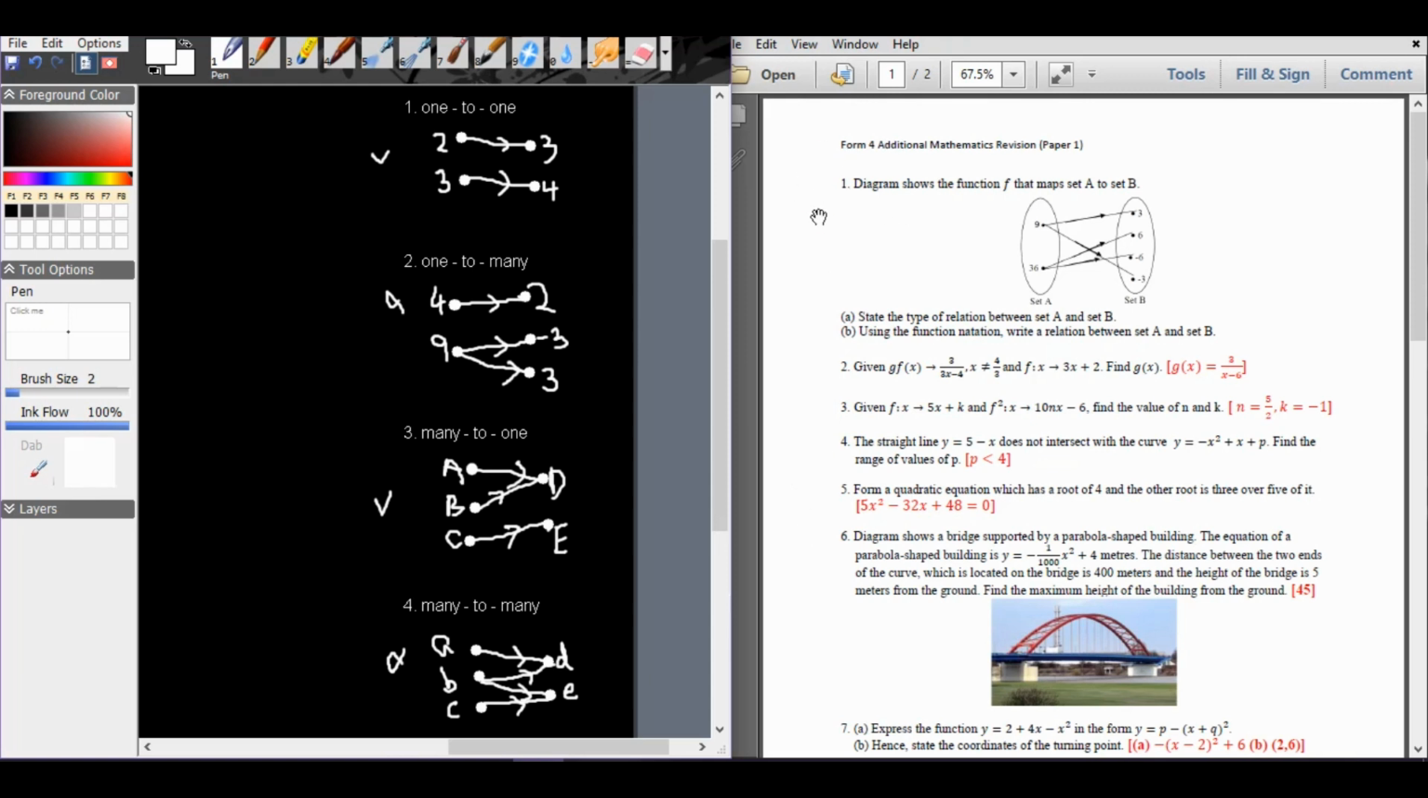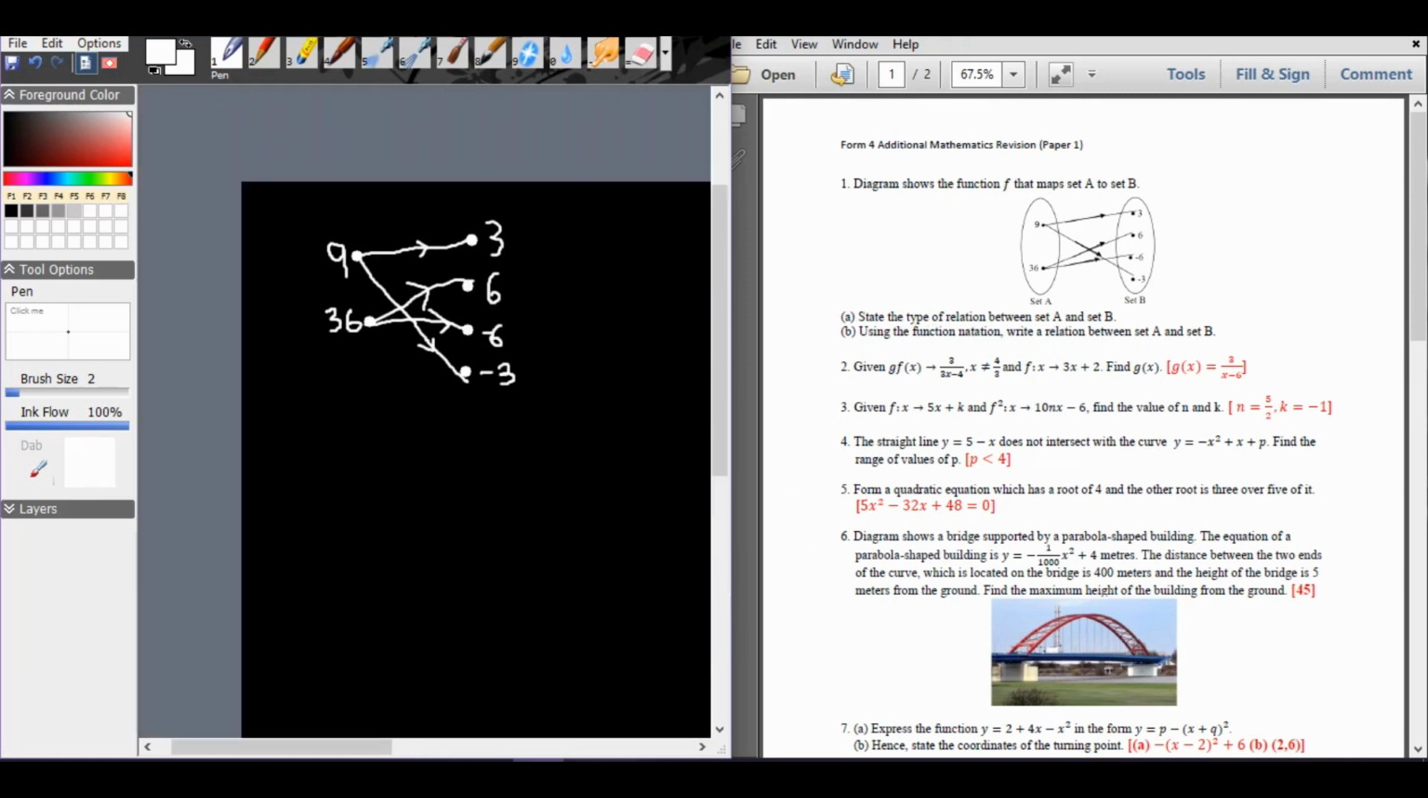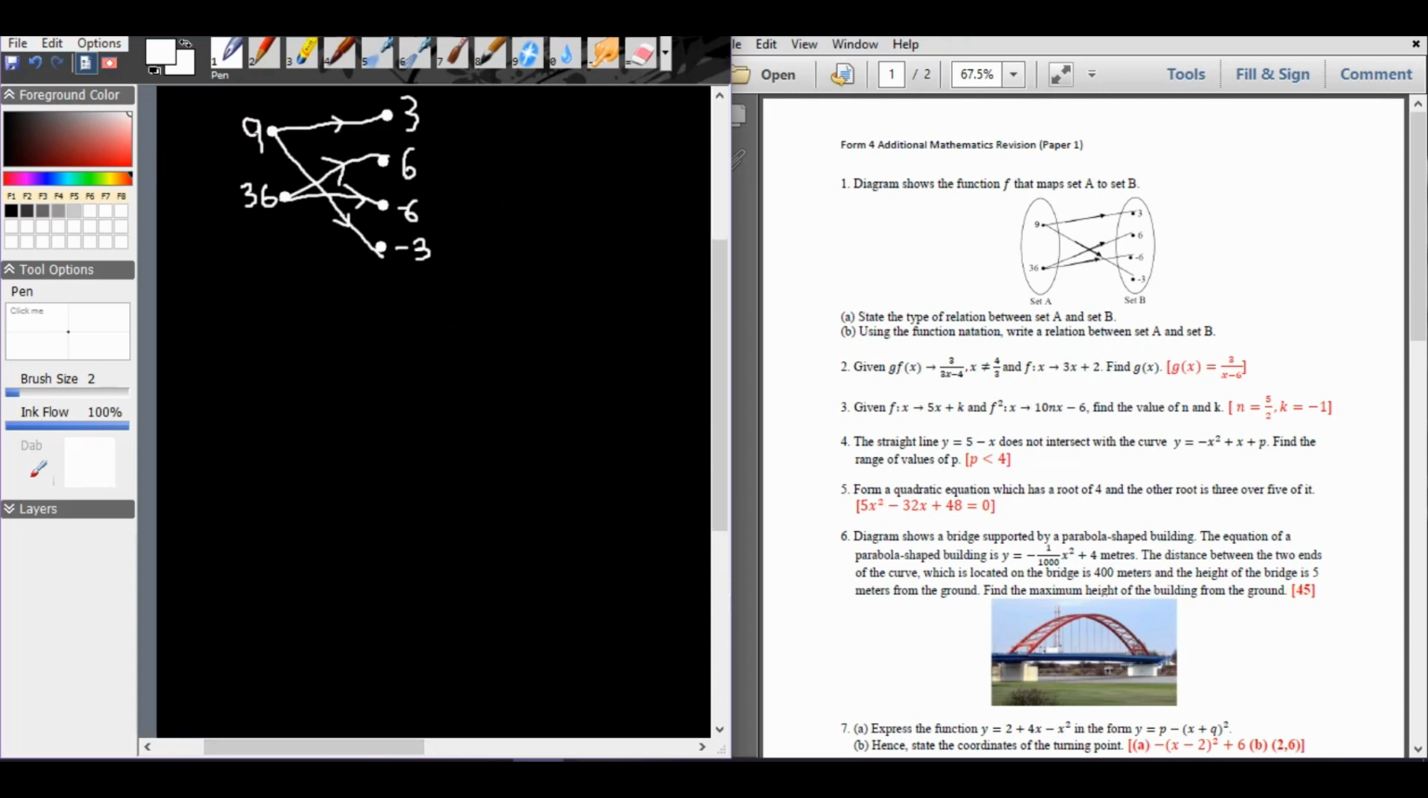Okay, so first question, state the type of relation between set A and set B. 9 has 2 images, 36 has 2 images, so this is called a one-to-many relation. This is the answer for A.